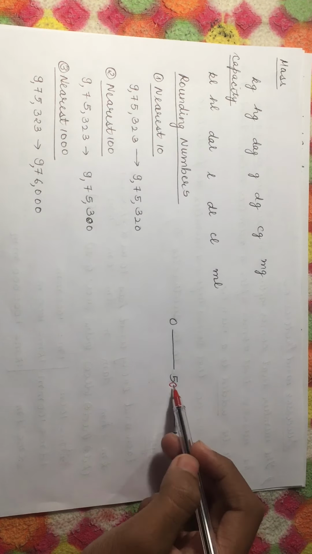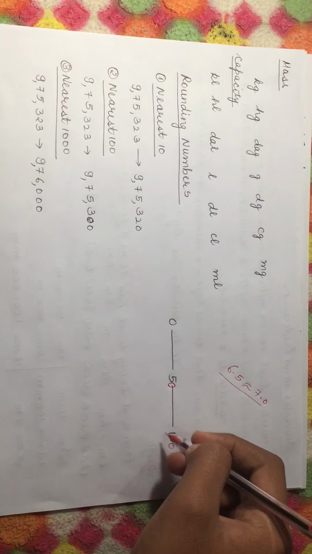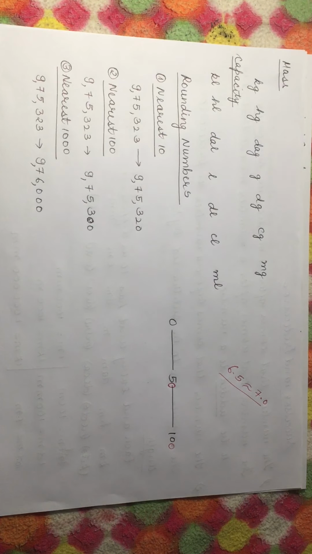Otherwise, mainly, for example, if you are taking your examination marks and you are getting 6.5, we are rounding it to 7 only. We are not making it 6. We are moving ahead only, we are not going back.